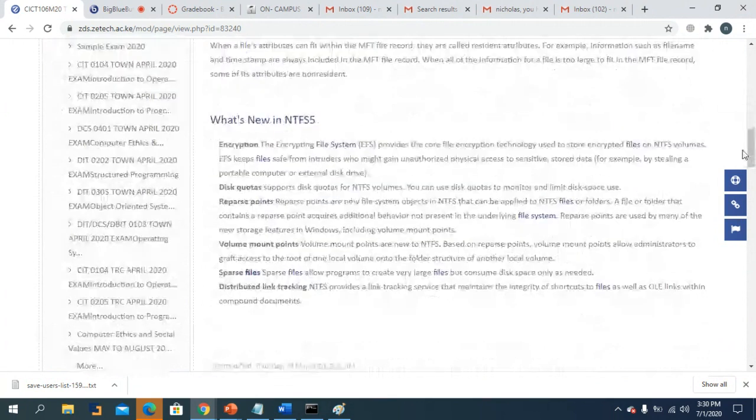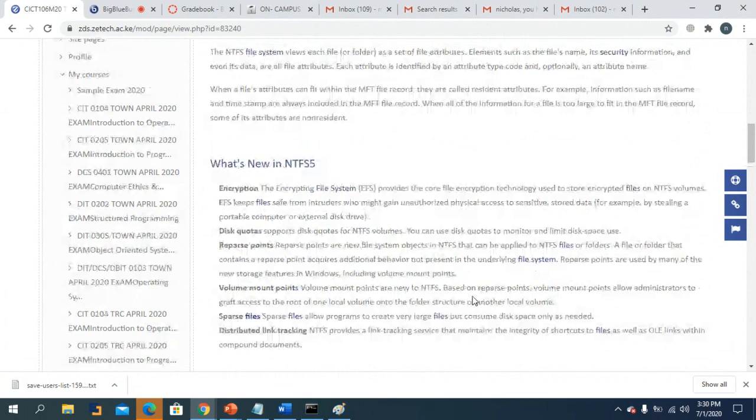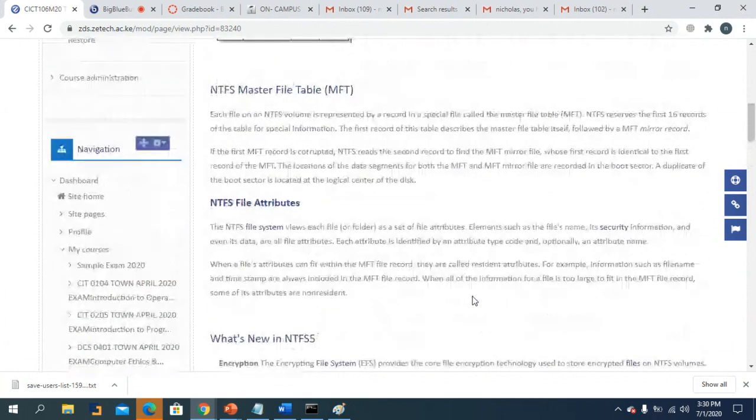You can look at most of the functions that you find on NTFS. We have encryption, disk quotas, reparse points, mount points, reparse files, distributed linking, and so on. Those are all advantages of the NTFS file system. That is just an implementation of what is called the encrypted file, so we can provide that encryption in each of the files we have.